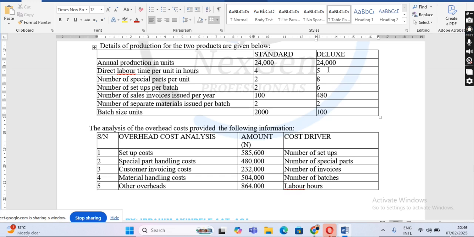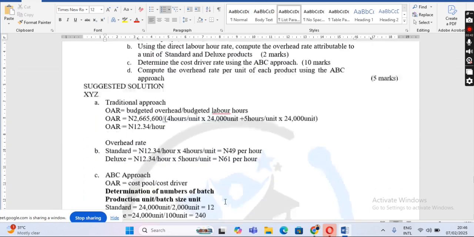So we need to add these two together. You multiply 4 times 24,000. Please capture that. 5 times 24,000. That will give us the labor hours for each of the products. Don't forget that there is overhead cost of 864, so we have 864,000.